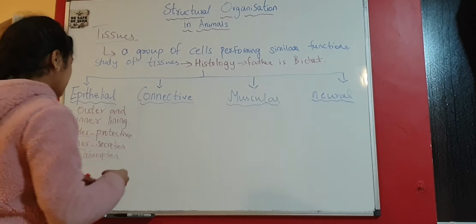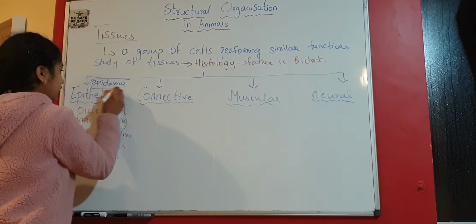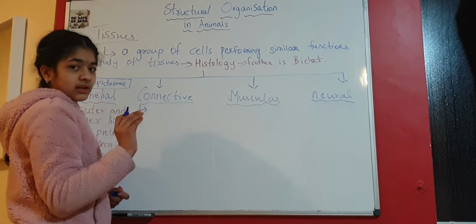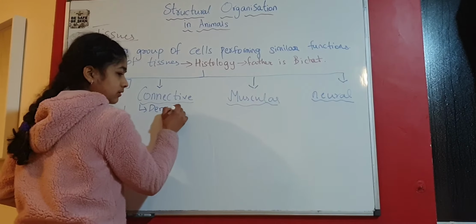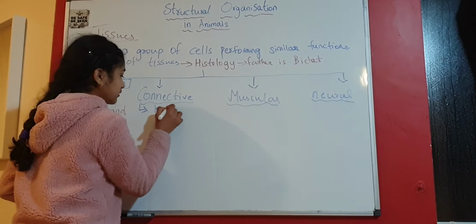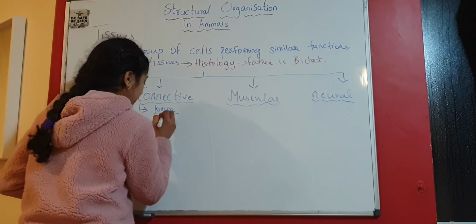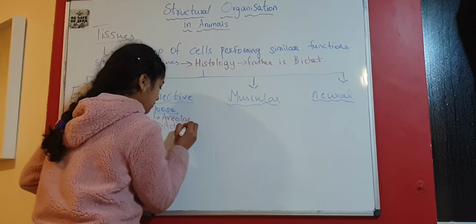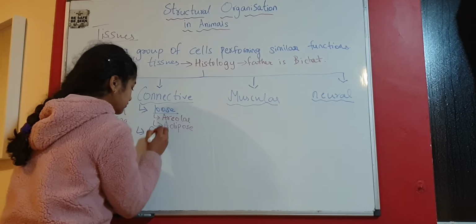This is epithelial tissue, also called epidermal tissue or epidermis. Connective tissue. Connective tissue can also be classified into 4 types. The first one is dense or loose connective tissue. Loose connective tissue: here we write areolar and adipose tissue. And the next one is fibrous tissue.